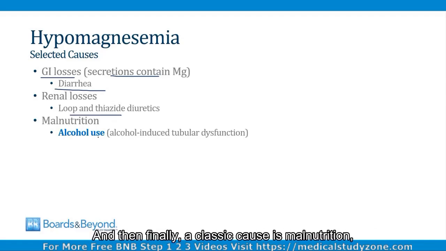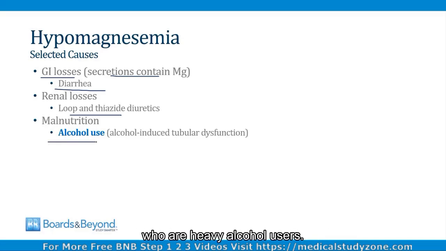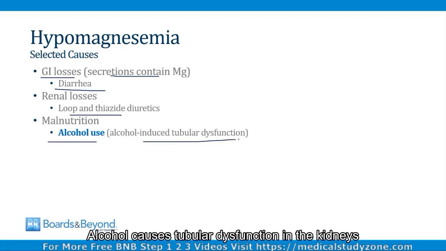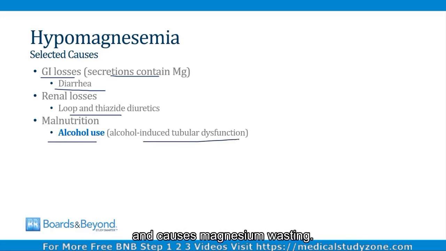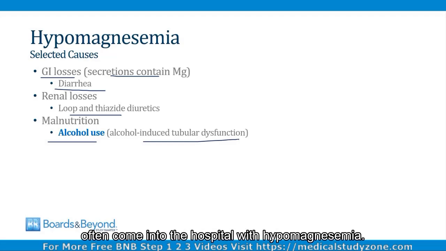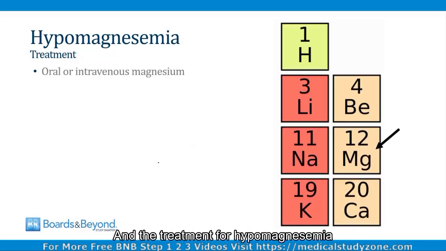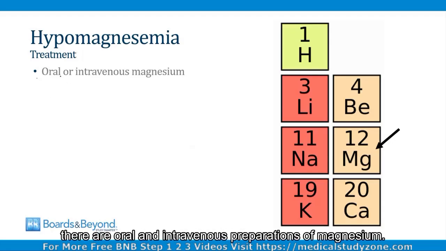And then finally, a classic cause is malnutrition, which often occurs among patients who are heavy alcohol users. Alcohol causes tubular dysfunction in the kidneys and causes magnesium wasting. So patients who drink lots of alcohol and don't eat very much often come into the hospital with hypomagnesemia. And the treatment for hypomagnesemia is very straightforward. There are oral and intravenous preparations of magnesium.